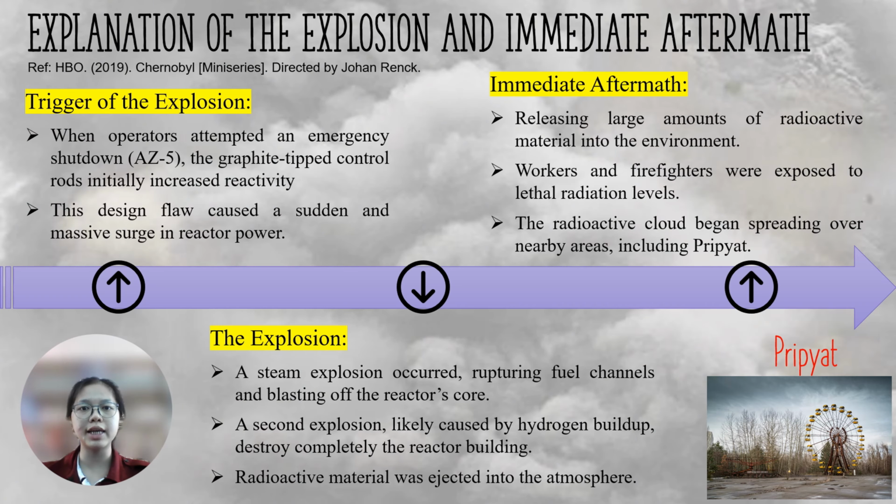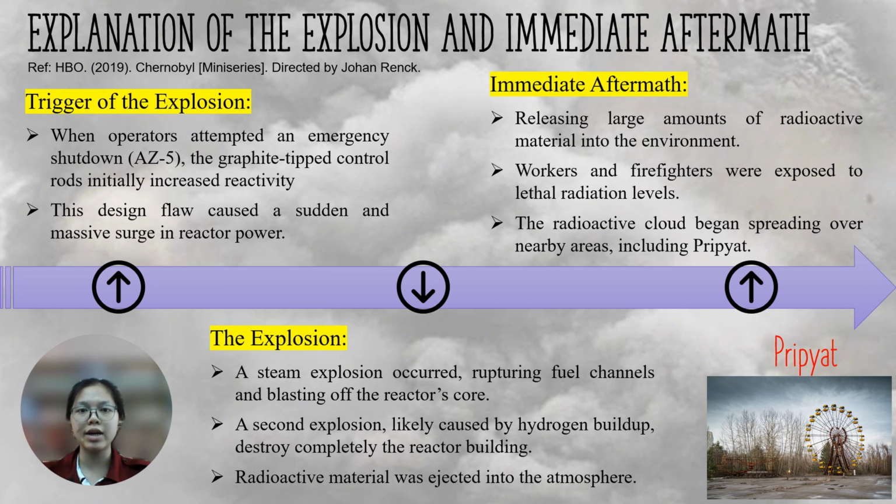Explanation of the explosion and immediate aftermath. Trigger of the explosion: when the operator attempted an emergency shutdown, the graphite-tipped control rods initially increased the reactivity. This caused a sudden and massive surge in reactor power, and a steam explosion occurred, rupturing the flow channels and blasting off the reactor's core. A second explosion, likely caused by hydrogen buildup, completely destroyed the reactor building. Radioactive material was ejected into the atmosphere.